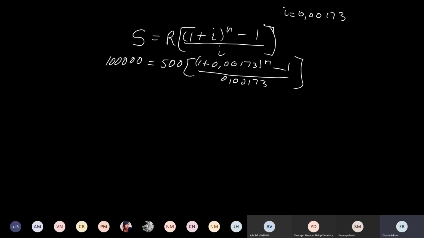Now, remember, to manipulate the equation, we need to make N the subject of the formula. So it means we need to leave everything with an N on one side. In this instance, we can leave it on the right. It's still fine because it's an equal sign. So we need to remove 500 and divide by 500 on both sides. So when we divide by 500 on both sides, we end up with 100,000 divided by 500 on this side, equal. And we are left with what is on the other side, which is 1 plus 0.